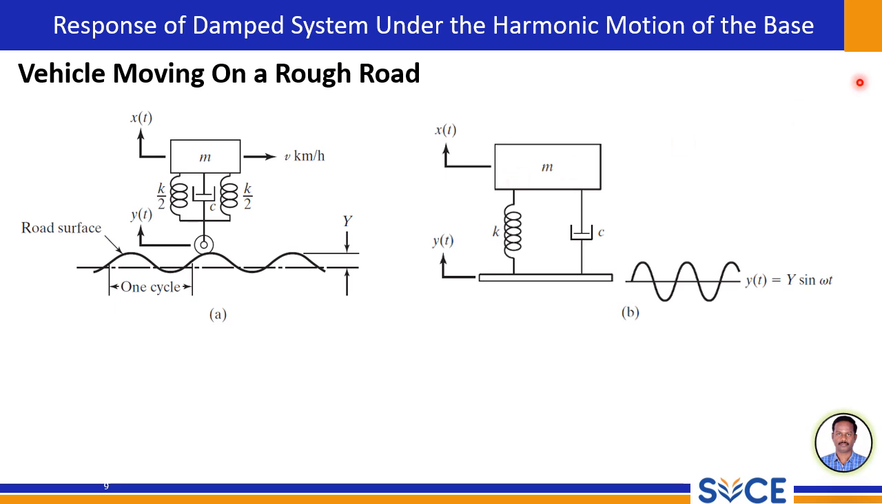Both diagrams represent the same physical system, but diagram A provides a more detailed view of the vehicle and the road surface, while diagram B simplifies the system for easier analysis. This sinusoidal representation in diagram B is particularly useful for applying the principles of forced vibration with base excitation, which I have been discussing.